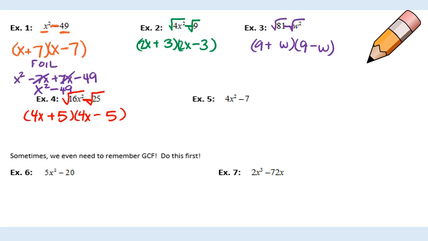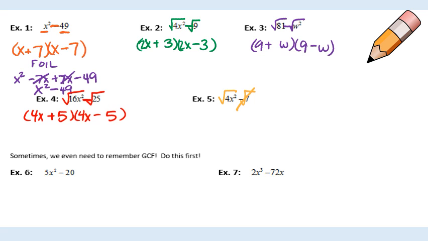Let's look at example 5. Before I even get started, let's acknowledge that I can square root 4 and x squared, but I cannot square root 7. That is not a perfect square. Therefore, I cannot use perfect squares to factor this polynomial.